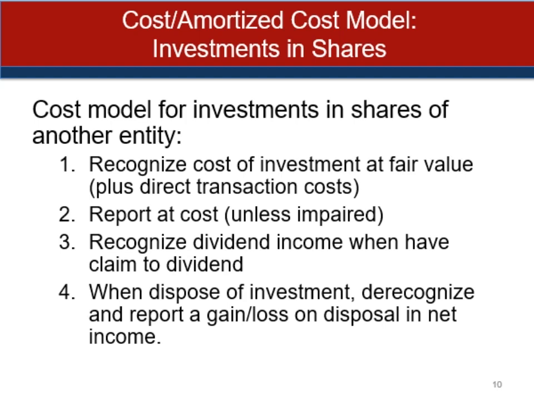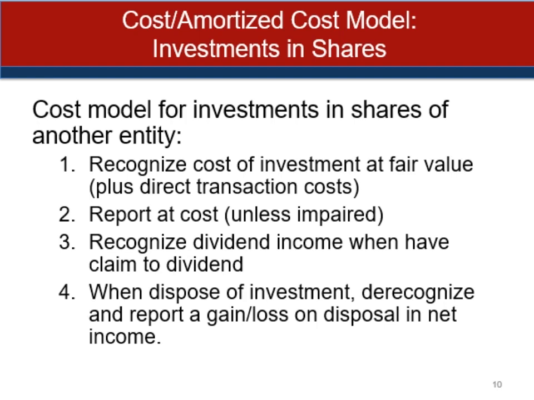ASPE allows a straight line amortization method, so you would calculate the premium or discount at the date of the purchase of the investment and then simply amortize it over the period of the asset's life. So in practice, the discount or premium on bond investment is not usually recognized and reported separately, although it could be, so it would just be added to the value of the investment.